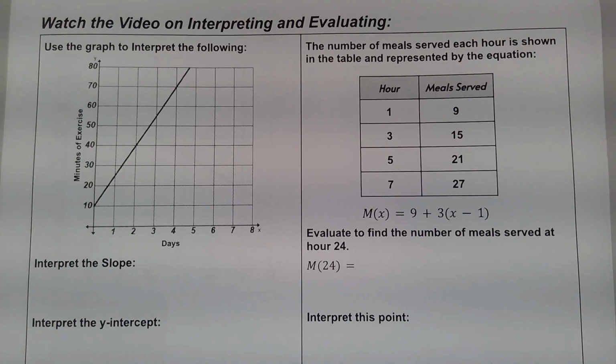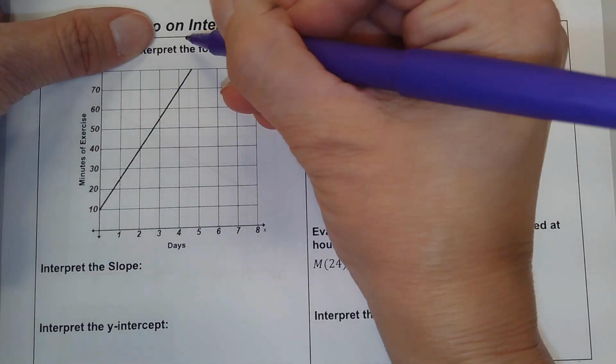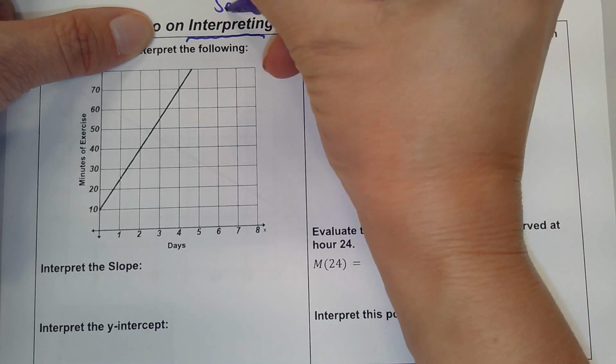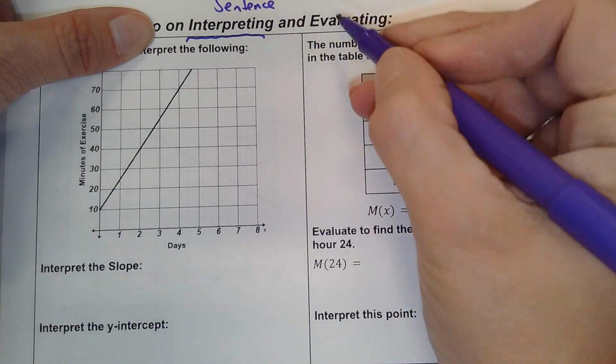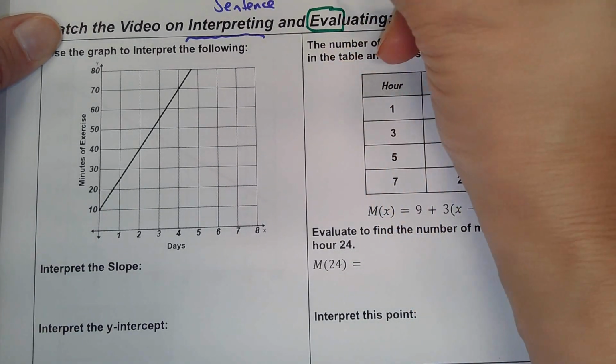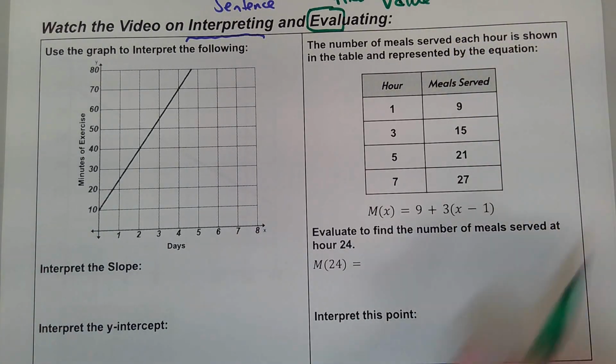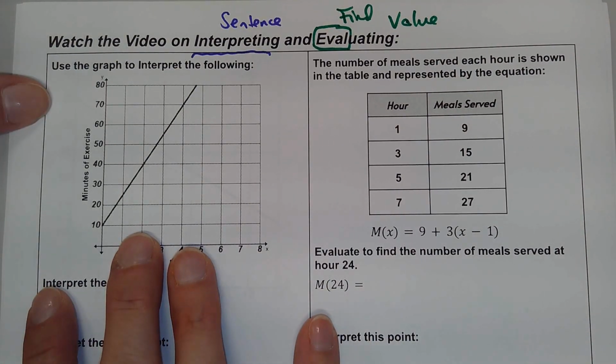Okay, Math 1, let's review how to interpret. Interpret means we're going to write a sentence. And we're also going to evaluate. Evaluate means find the value. So let's take a look at this first example here.